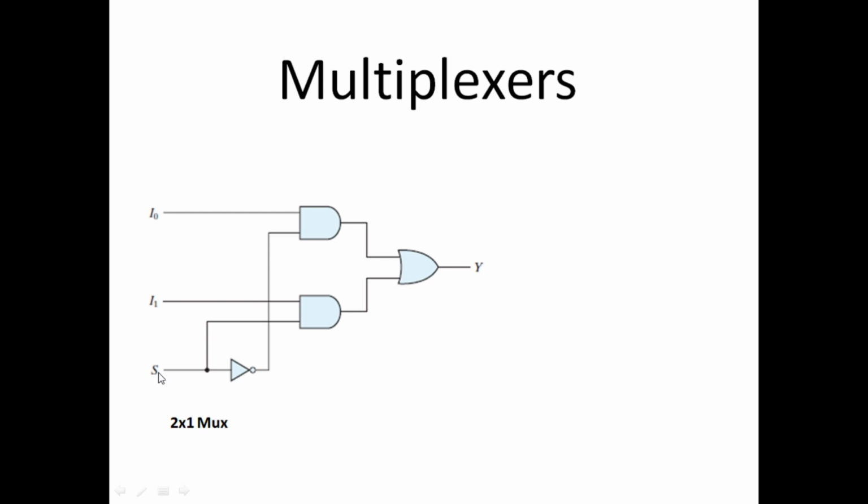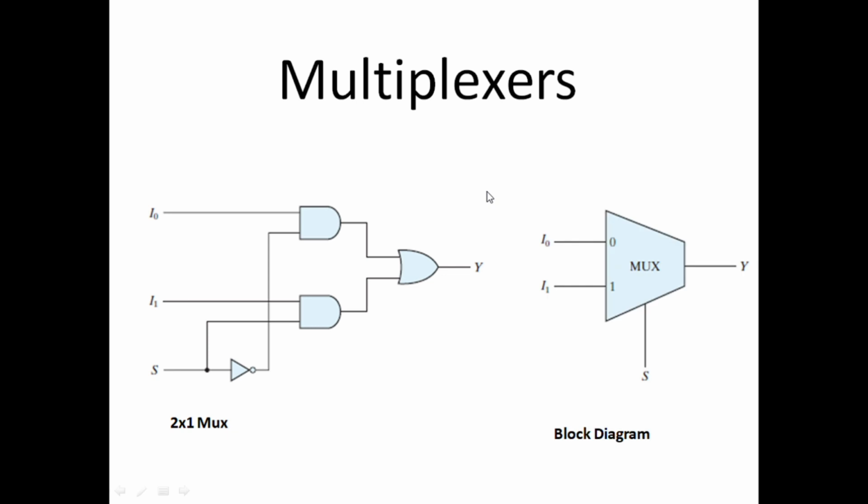Similarly, if S is 1, then the lower AND gate gets 1 from the select line, and 0 is given as an input to the first, upper AND gate. This 0 disables the upper gate, and regardless of the input at I0, whatever we give at I1 is achieved at the output Y. So in other words, I1 is connected to the output Y. So this is a 2x1 multiplexer.